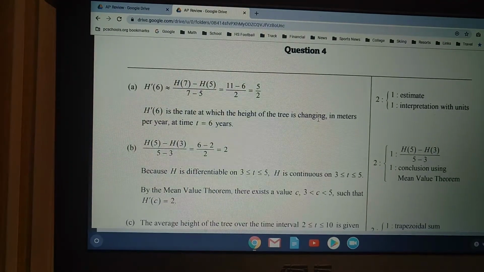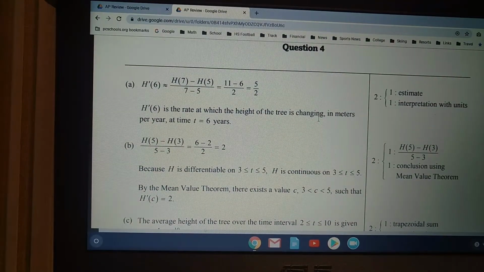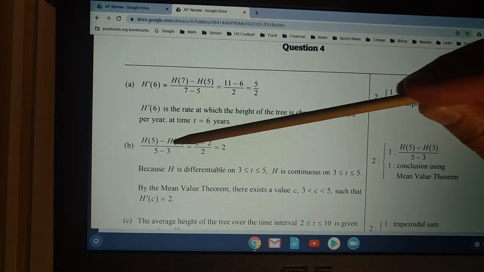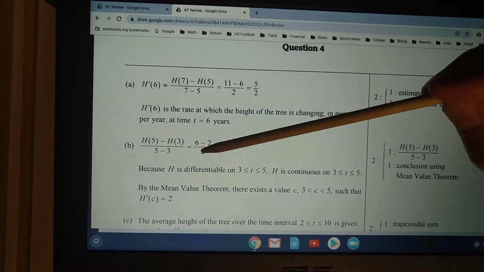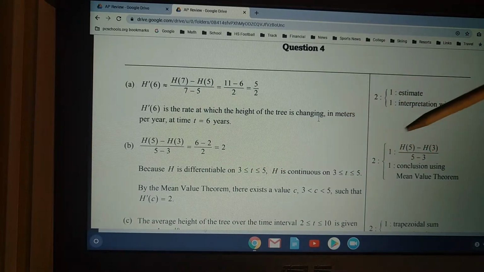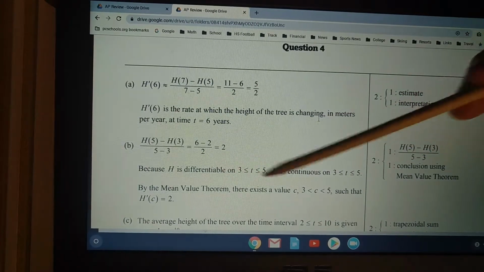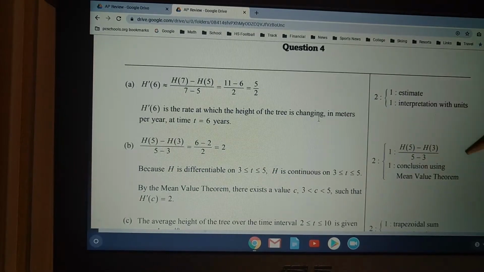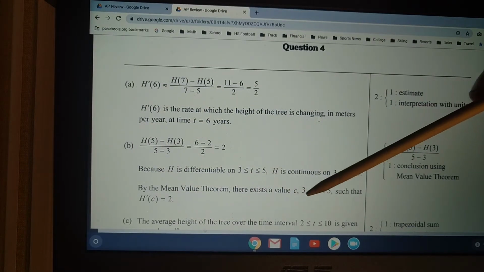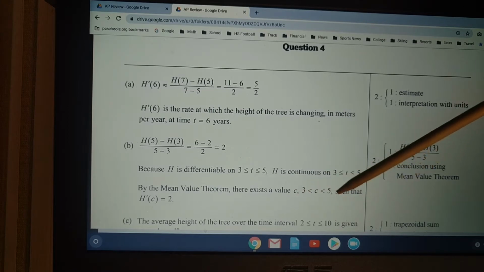Part B, we also see, now we're going to use the MVT. We have to find the average rate of change. Notice it's in a different interval, so we do need to see a different average there being 2. And because it's differentiable, you must say continuous and differentiable here. So you have to specify the conditions on that interval. Then by the mean value theorem, you must reference the mean value theorem. There does exist a point C in between 3 and 5.